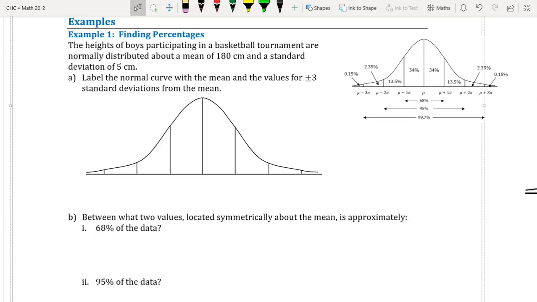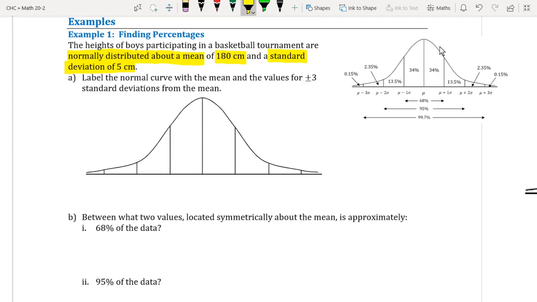So in this example here, we have the heights of boys participating in a basketball tournament that are normally distributed about a mean of 180 centimeters and a standard deviation of 5 centimeters. In A, they're asking us to label the normal curve with the mean and the values for plus minus 3 standard deviations from the mean.